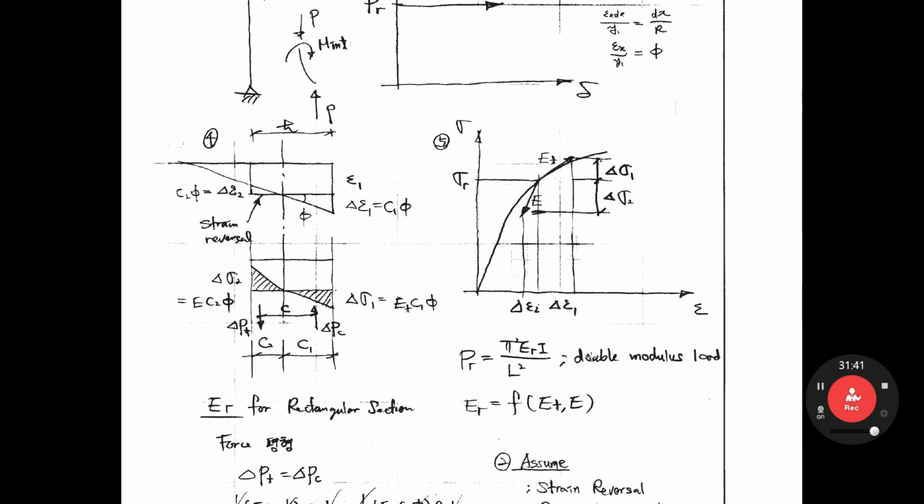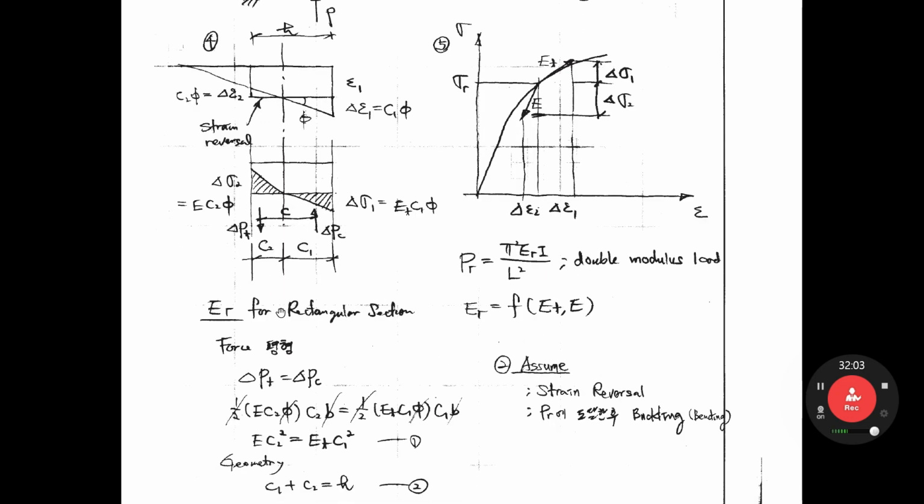Now we have to calculate E_R. We know E, we know E_t. They are involved here. So we have to calculate E_R. It is a function of E_t and E. Let's calculate for a rectangular section because the rectangular section is the easiest one. We have to understand the concept. So we use the easiest case, the rectangular section.